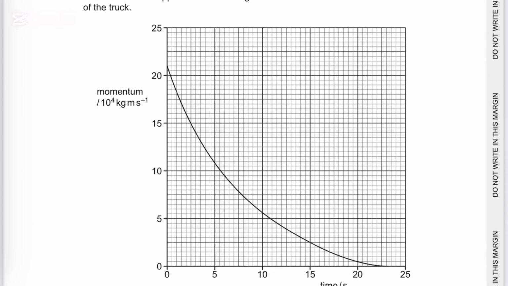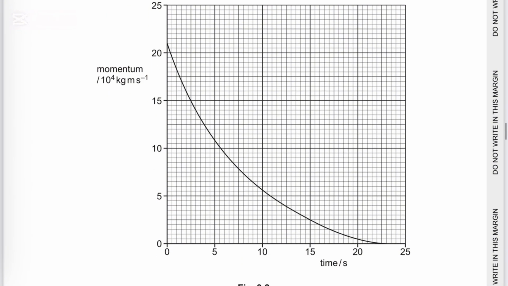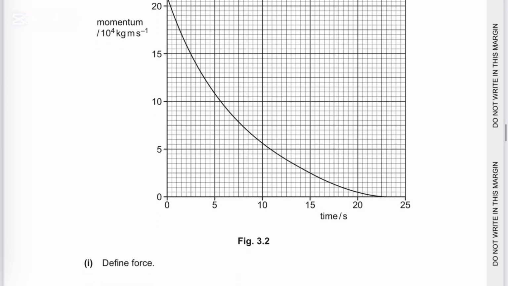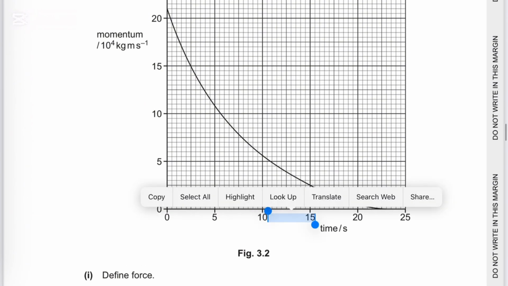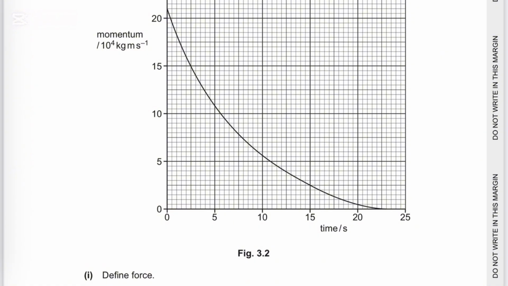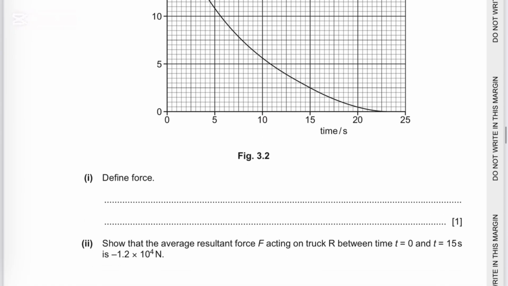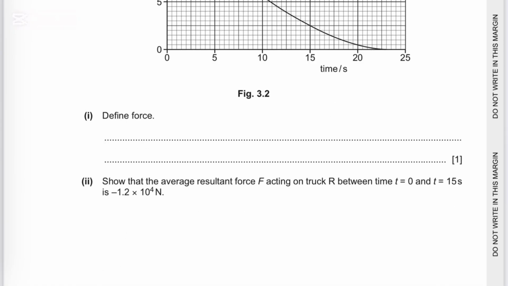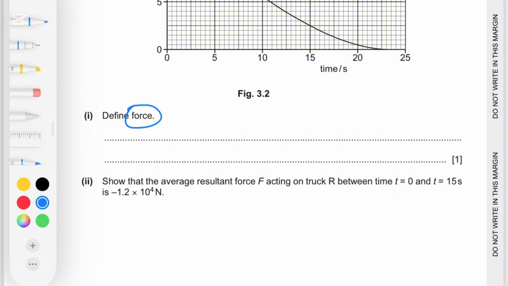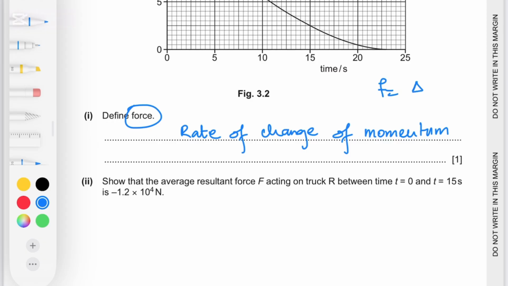A short time after passing point B, truck R moves in a straight line on the horizontal ground. The driver of the truck applies the brakes. Figure 3.2 shows the variation of momentum with time for this truck. So initially you start with some momentum, and after some time it comes to rest, because momentum being 0 means the velocity must have dropped to 0. Define force. Now that we are dealing with momentum, let's think about force and how it relates to momentum. So that's the rate of change of momentum, where the formula goes as such.